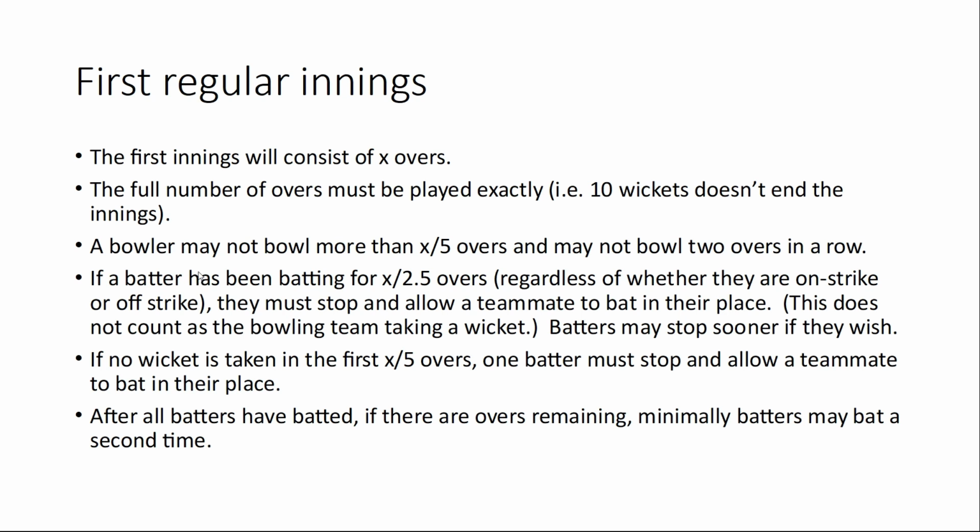But if a batter has been batting for X over 2.5 overs, which if X is 20 would be 8, regardless of whether they're on strike or off strike, so I'm just saying if they're in the game as one of the two batters, then they have to stop their batting and bring in a teammate in their place at that point. It doesn't count as the bowling team taking a wicket. That's important to note. So if you bat your X over 2.5 overs and then you go and sit down, they didn't get a wicket from you. And that's the way we count it.